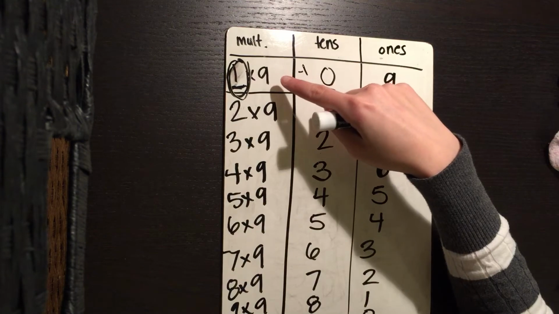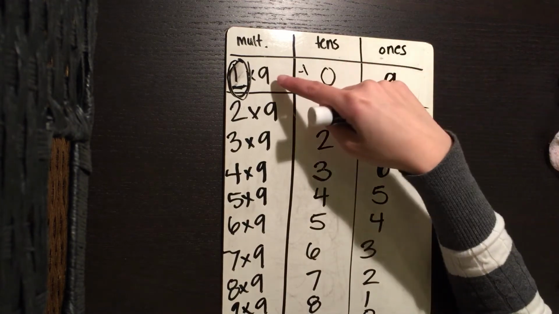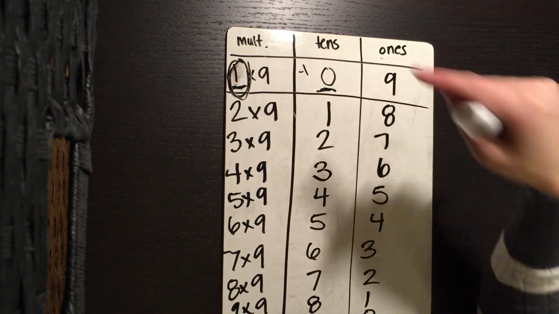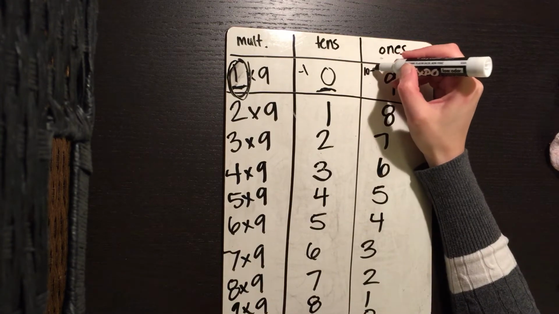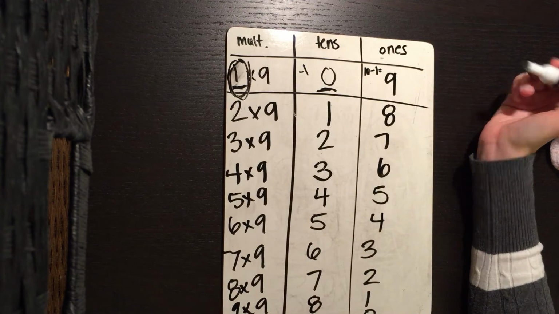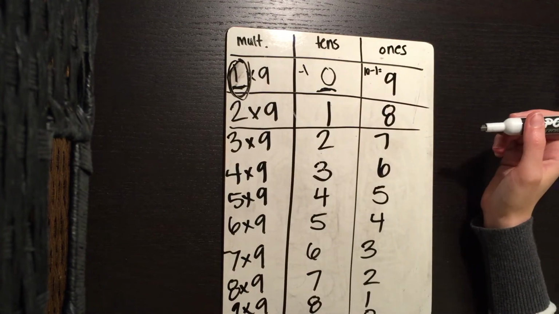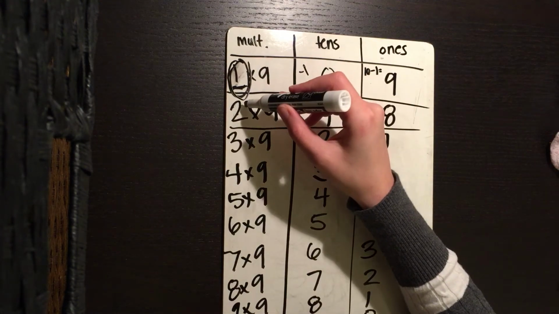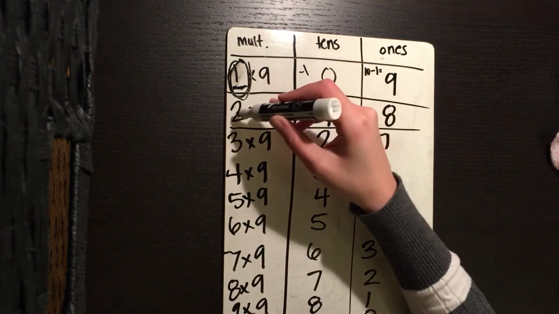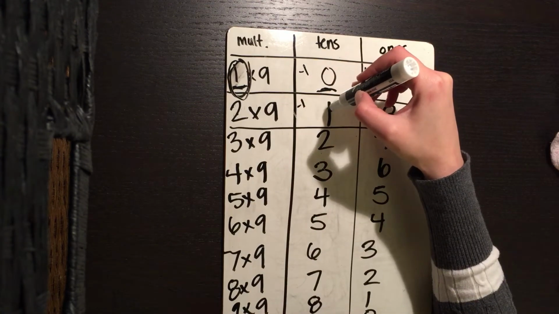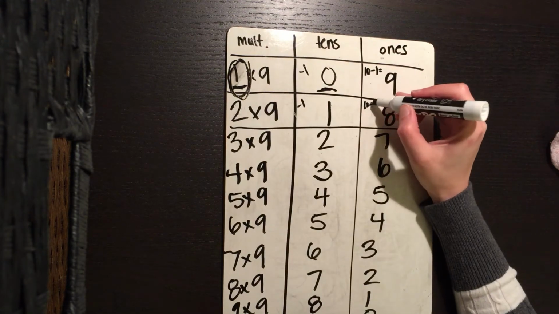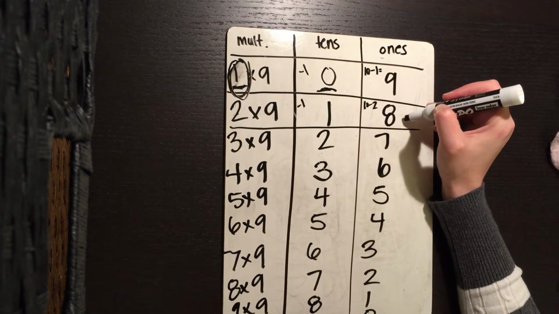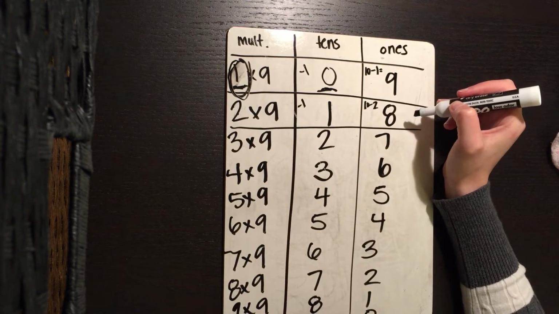And how are 1 and 9 related? Well, I know that 10 minus 1 equals 9. Okay, let's see if this pattern continues. 2 minus 1 is 1. 2 taken away from 10 equals 8. See if the pattern continues.